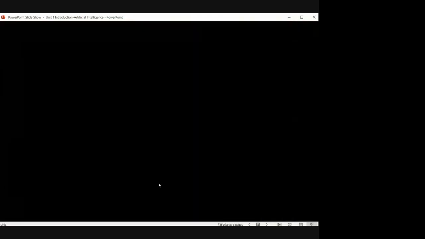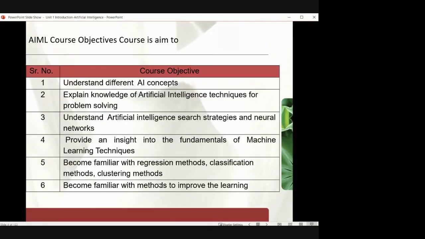Clear? Now in this total AIML course, the course objective is to understand the AI concept, how to get the technique for problem solving, whatever problem we are having in the real environment, how we can solve it through a smart system. That is also what we will learn, and then we understand the search strategy and neural network, and again machine learning fundamentals and other algorithms. So this is the objective of this course.